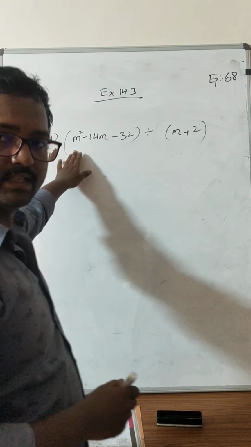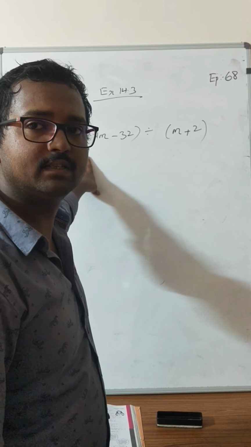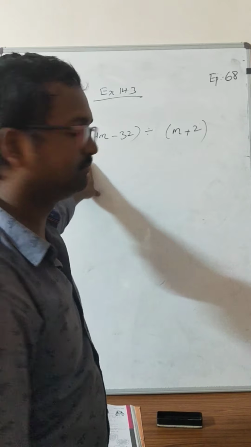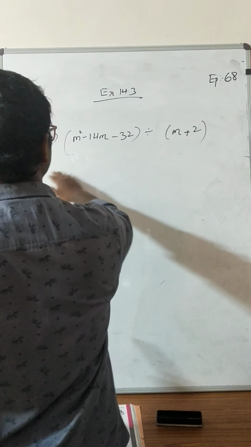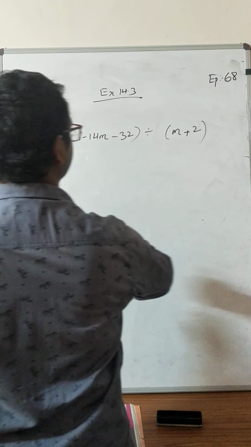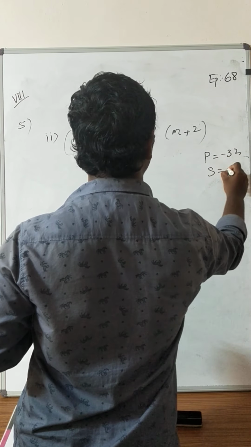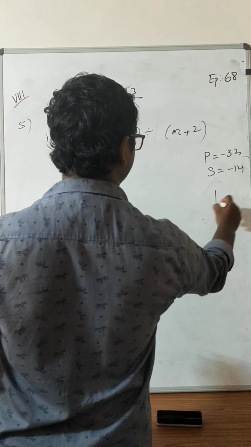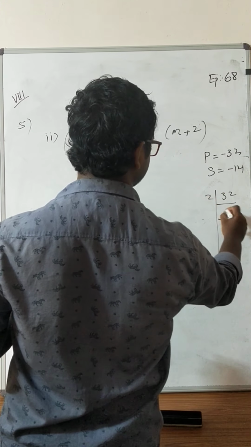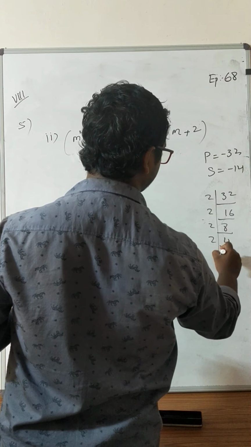Now it is said in the question very clearly you have to factorize. So to factorize, the easiest way is splitting the middle term. Okay, so in this kind of question we can only do that way of factorization. We will split the middle term. So here product is minus 32 and sum is minus 14. Okay, take the factors of 32: 2, 16; 2, 8; 2, 4; 2, 2.